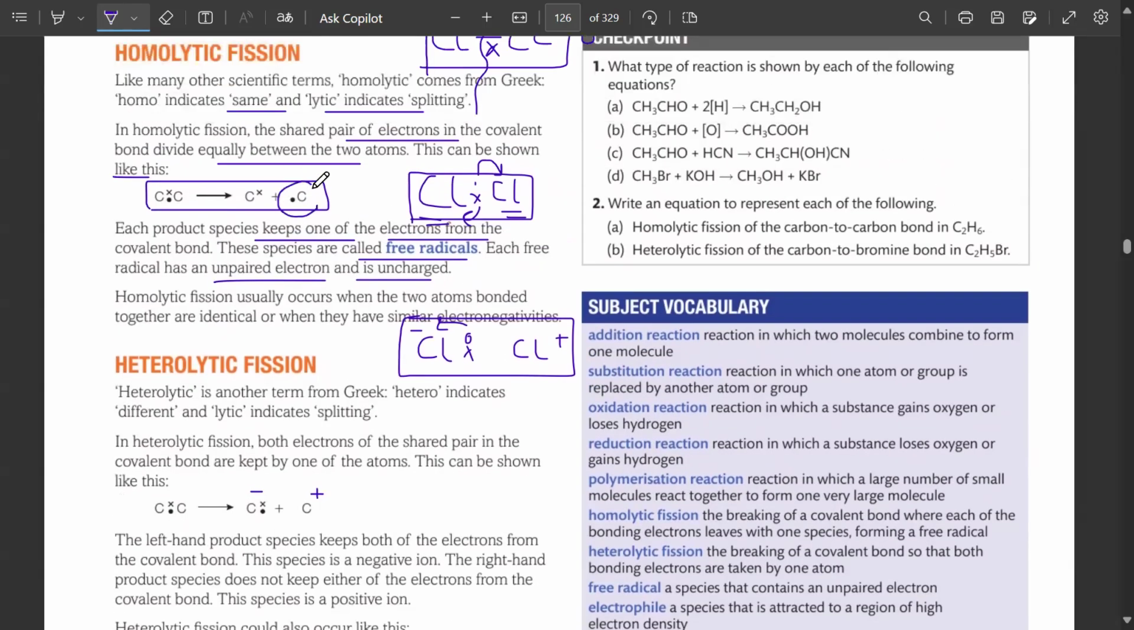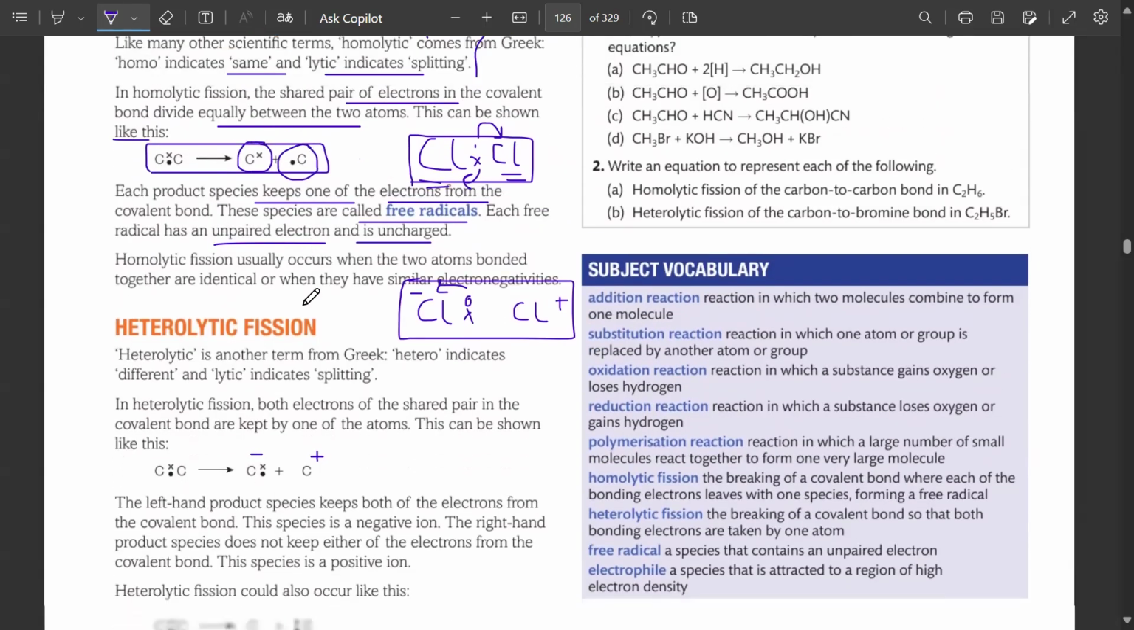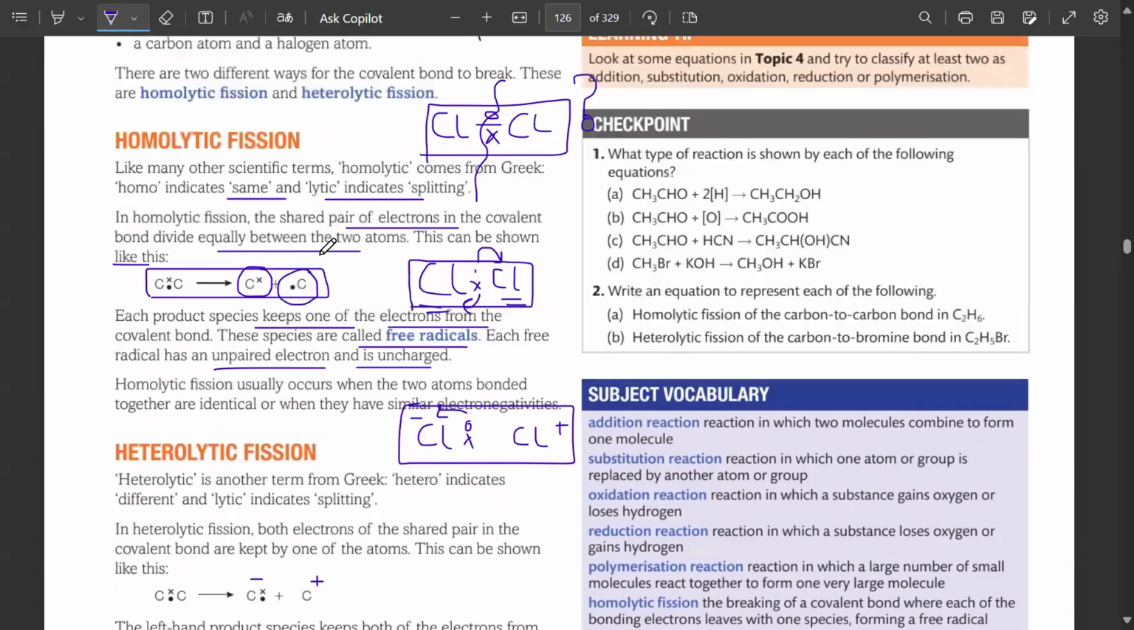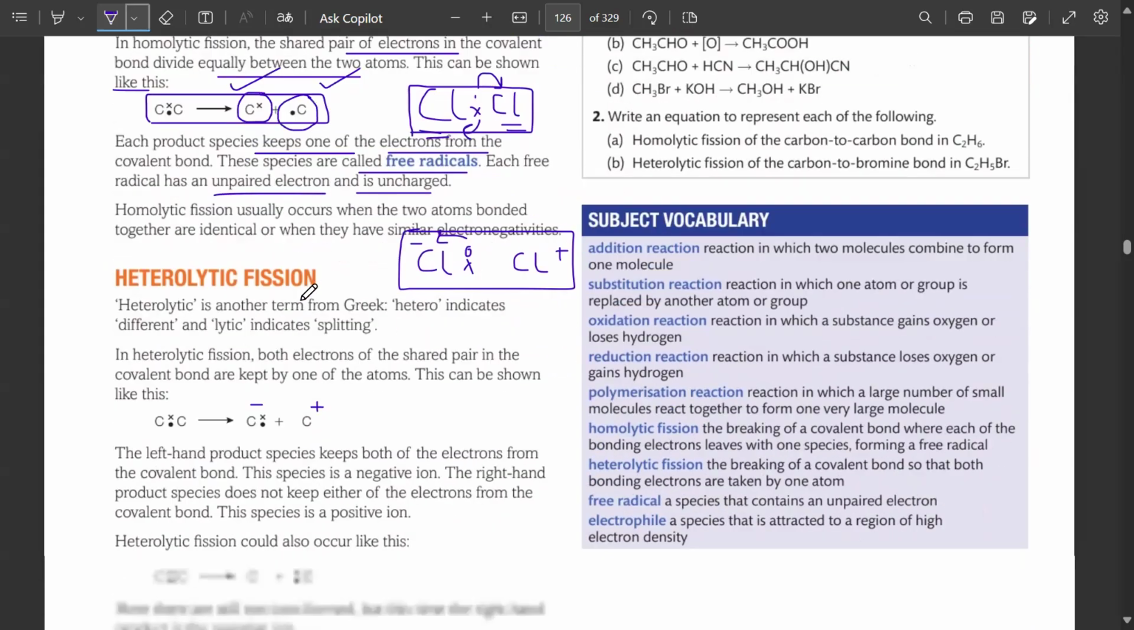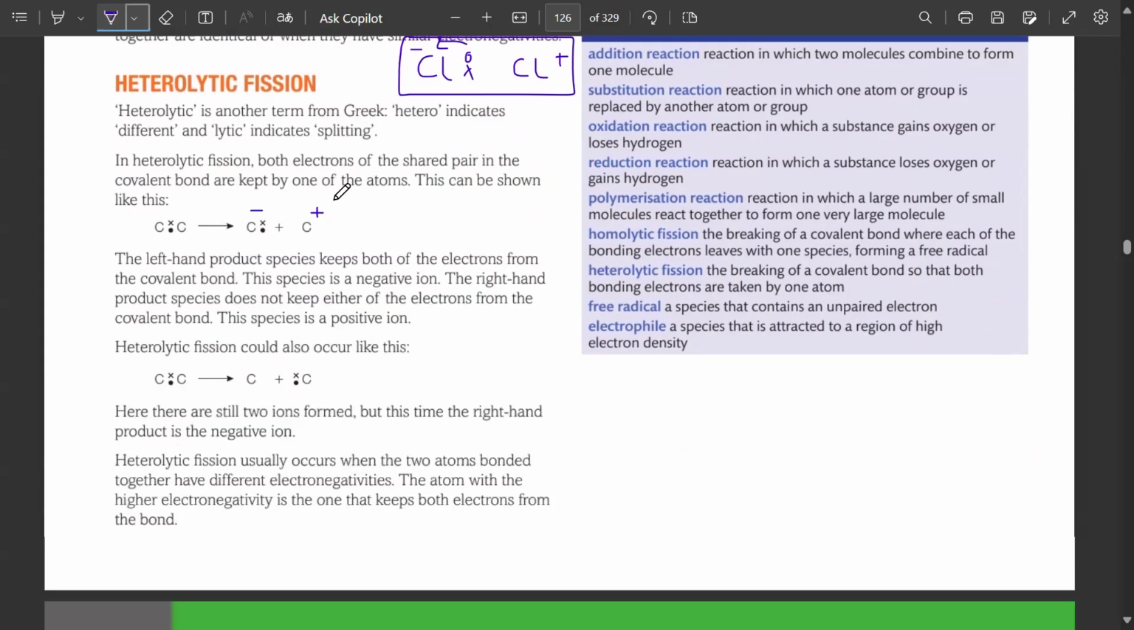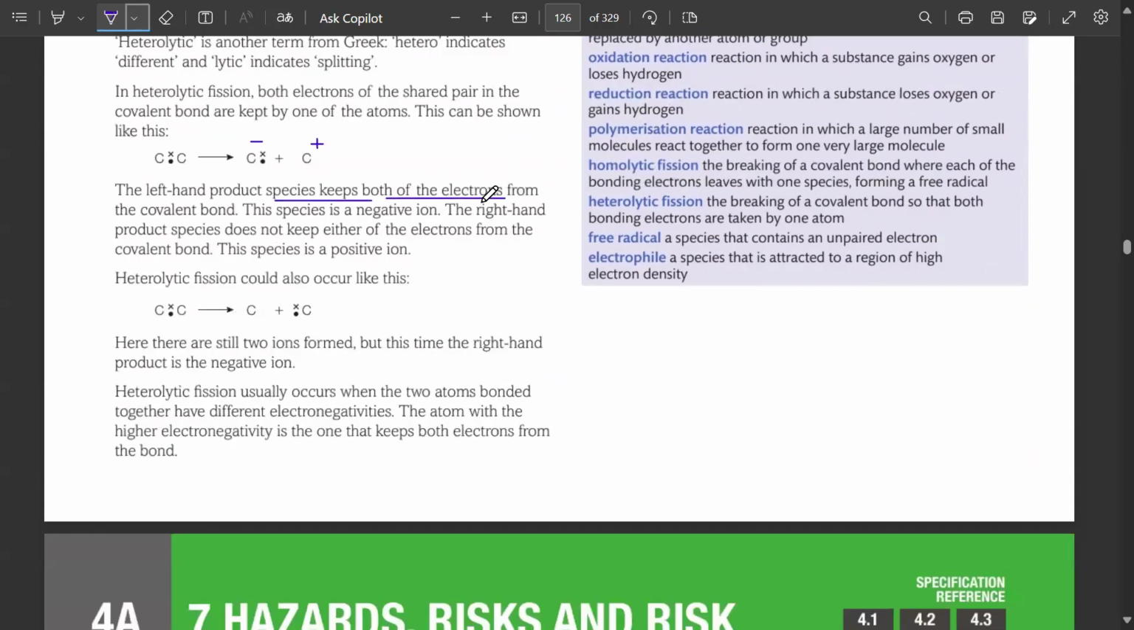Here, both of them remain atoms, right? And these we call radicals, free radicals, and they are able to bond with anyone they want. And keep your mic closer to your mouth. The left-hand product species keeps both of the electrons from the covalent bond and this species is a negative ion. The right-hand product species does not keep either of the electrons from the covalent bond and this species is known as a positive ion. Heterolytic fission could also occur like this.